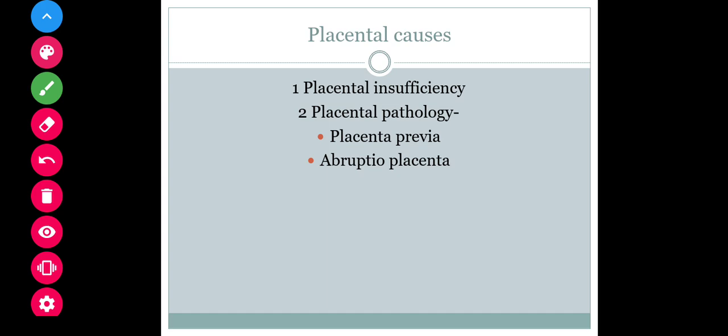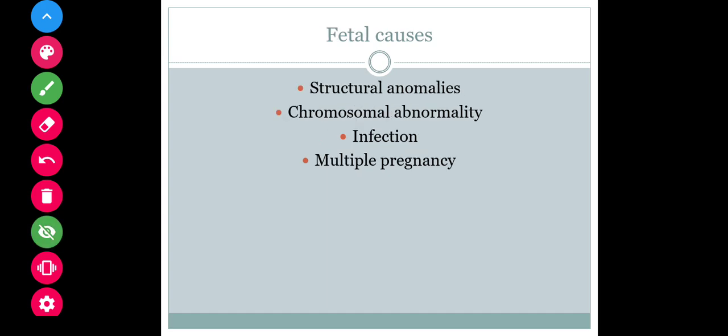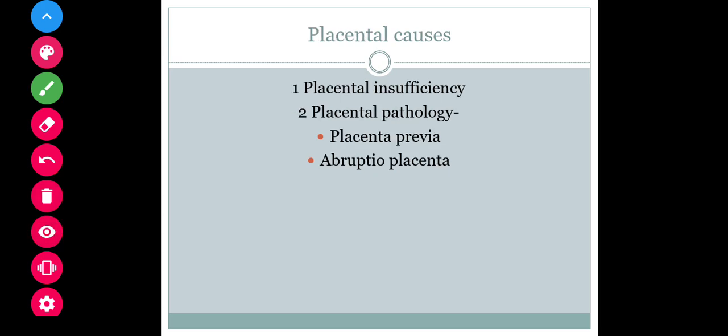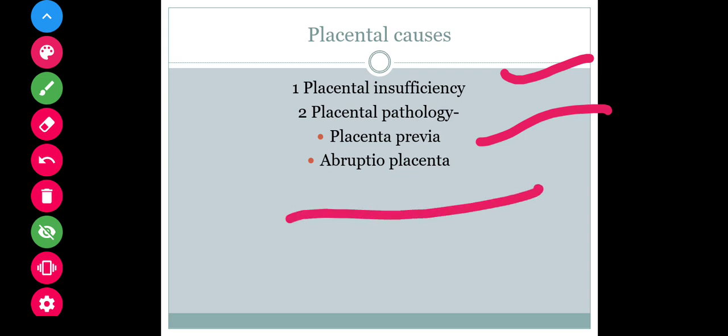Placental causes, like placental insufficiency. As I said, when less nutrient goes to the baby, it may cause IUGR. And placental pathology like placenta previa, abnormal position of the placenta or bleeding from the placenta. If the placenta is unwell, it may not give sufficient blood to the baby.